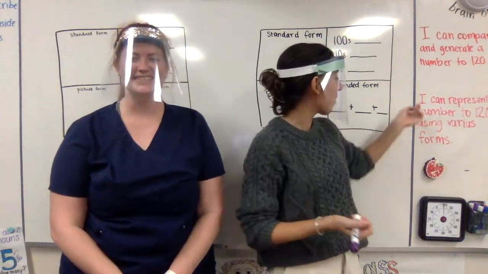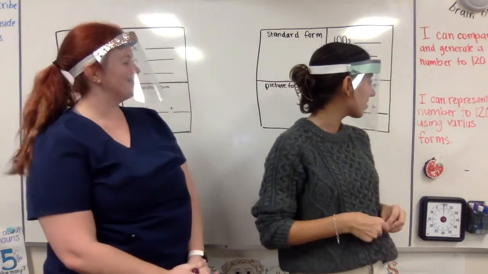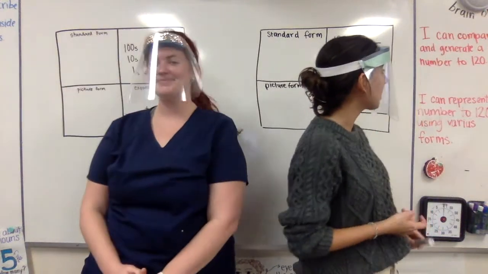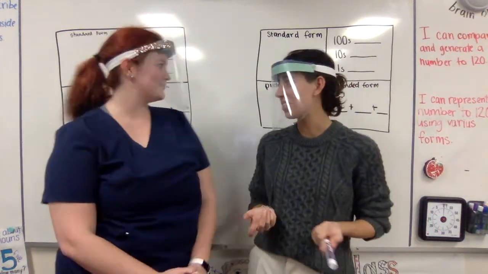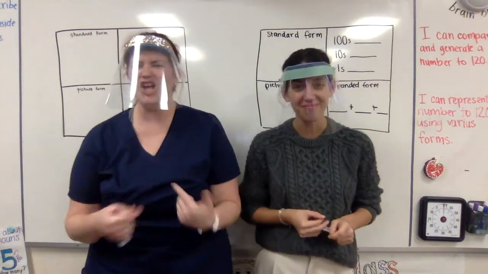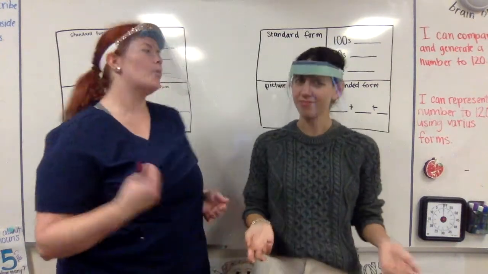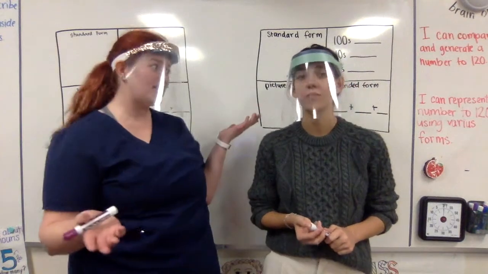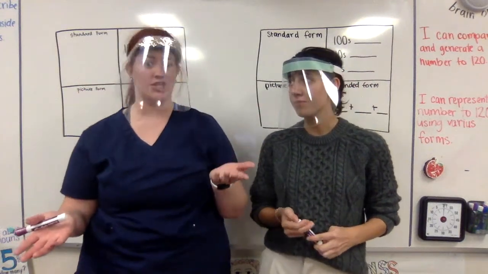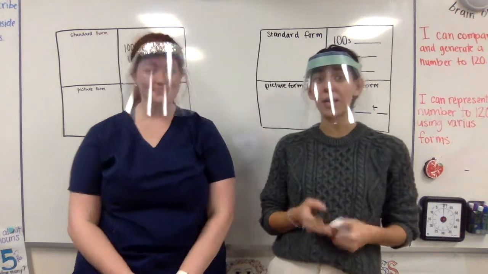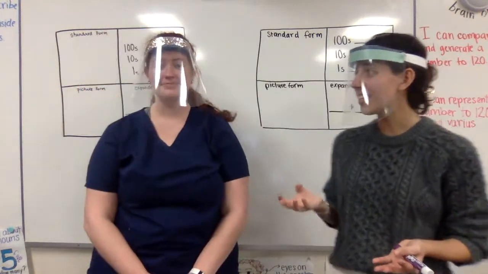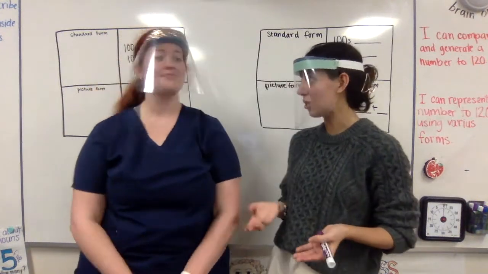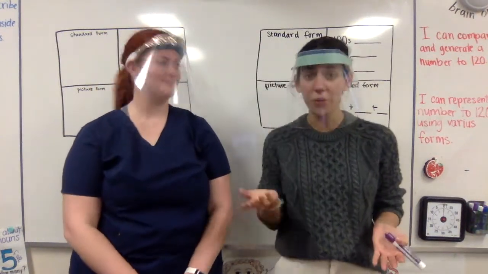Well, today we are representing a number to 120 using various forms, and we are going to compare and generate numbers to 120. Ooh, and that's all stuff that we've kind of done before, but we're just going to keep practicing it, especially generating a number. It's the first time we're going to do that with numbers up to 120. That's true. We know that when we compare numbers, we really get into how many hundreds and tens and ones there are, and then we can use that in order to make a whole new number.